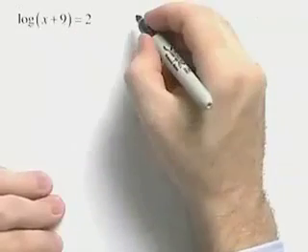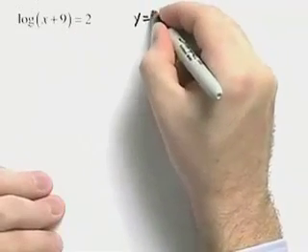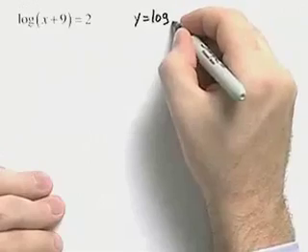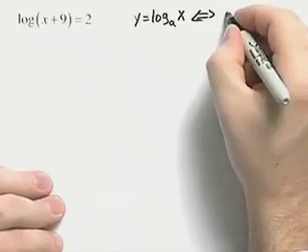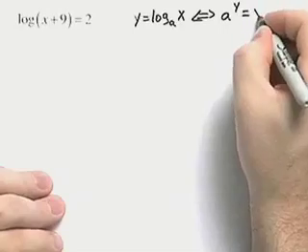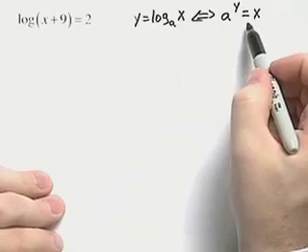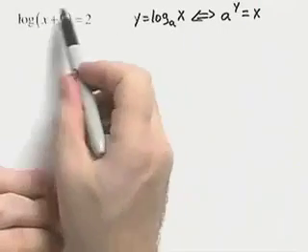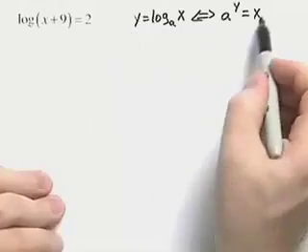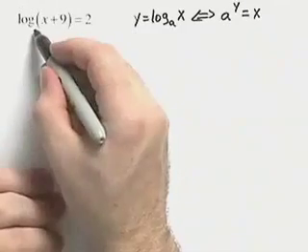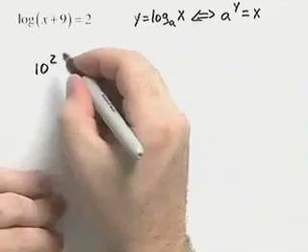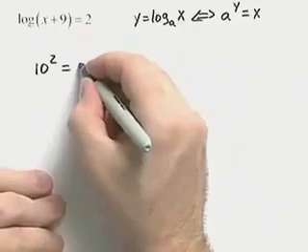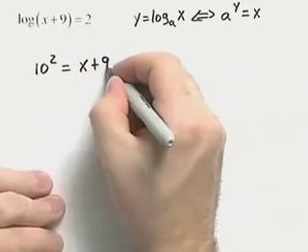The way we're going to do that is remember that if we have the logarithmic form, y equals log base a of x, that's equivalent to saying a to the y is equal to x. So the logarithmic form is equal to this exponential form. We want to rewrite this logarithmic equation in an exponential form. So we're going to take the base, which is 10, raise that to the power 2, and that has to equal the inside of the logarithm, x plus 9.